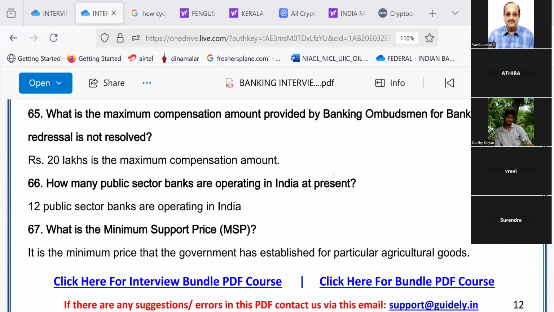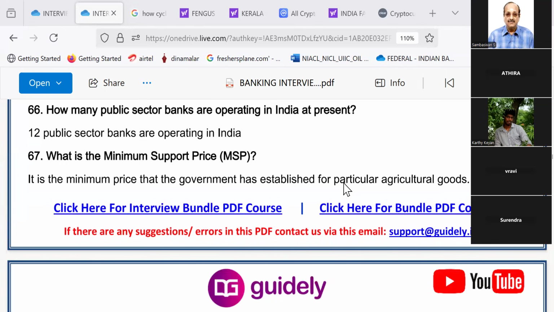What is the maximum compensation amount provided by banking ombudsman for banks if the redressal is not resolved? Rupees 20 lakhs is the maximum compensation amount. In the last IBPS PO exam, on November 30, they have asked what is the harassment amount given, mental harassment, 1 lakh. 1 lakh, sir. Yeah, 1 lakh is the harassment. Very good. Excellent. 66.